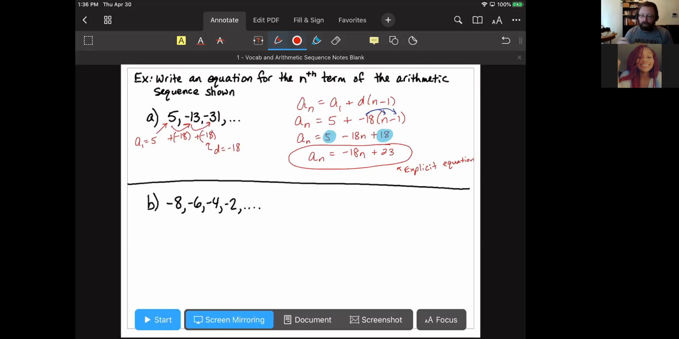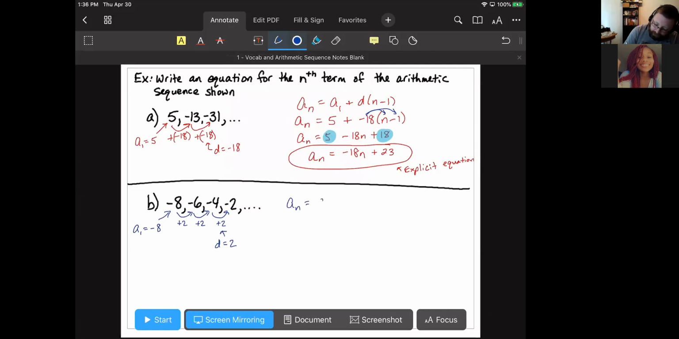Okay? So let's do another one. Switch colors so we know that work goes with the other one. A sub 1 is -8. Look for the pattern. We're adding 2 each time. So the common difference is 2.